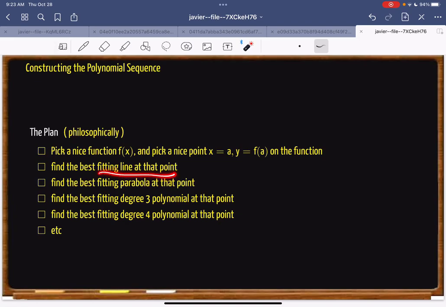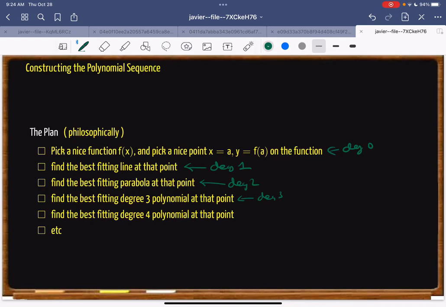And once we find the best fitting line, that would be a degree 1 polynomial. Keep in mind that this would be a degree 0 polynomial. The best fitting line would be a degree 1 polynomial. And then here we find the best degree 2 polynomial, and so on and so forth. The best degree 3 polynomial. And in this process, in a very methodical way, we are constructing the function out of pure polynomials.